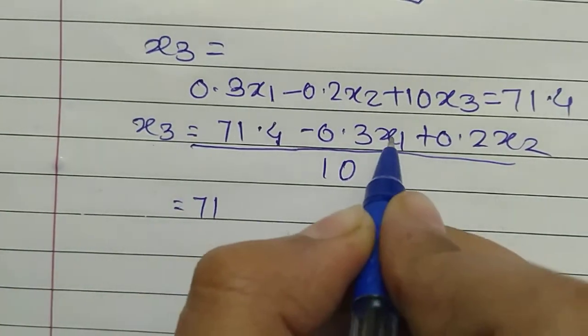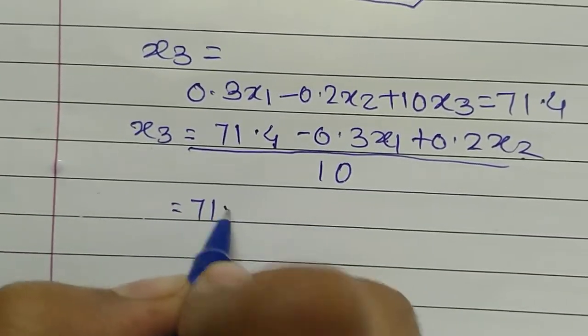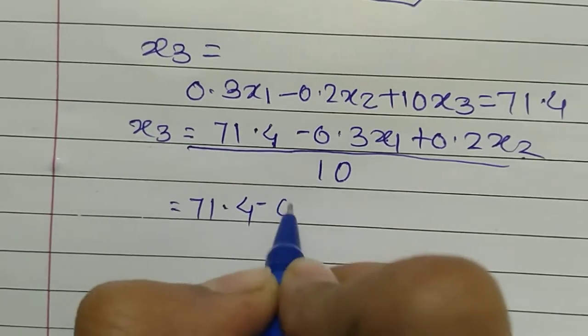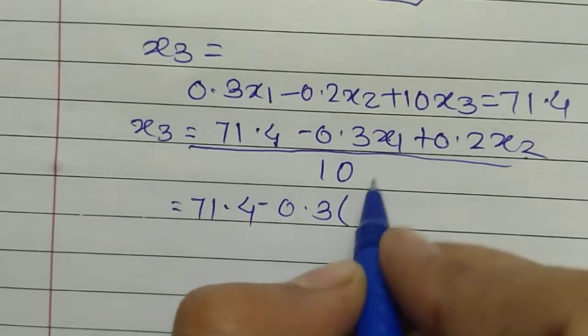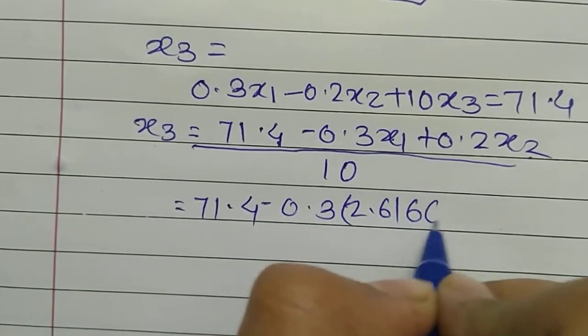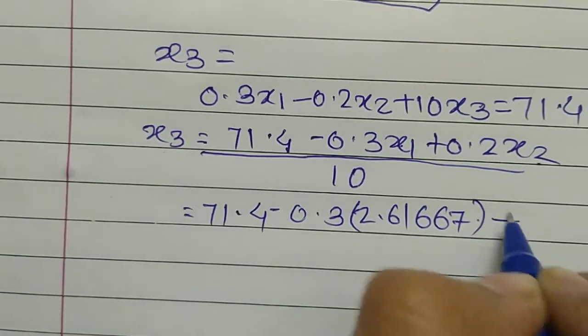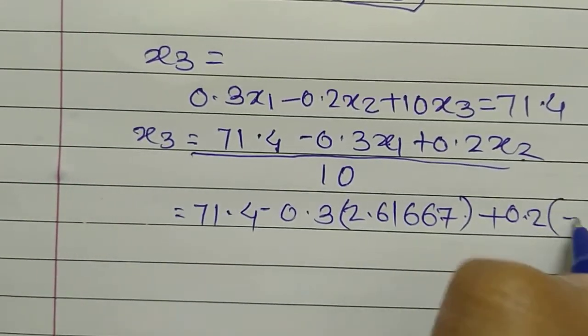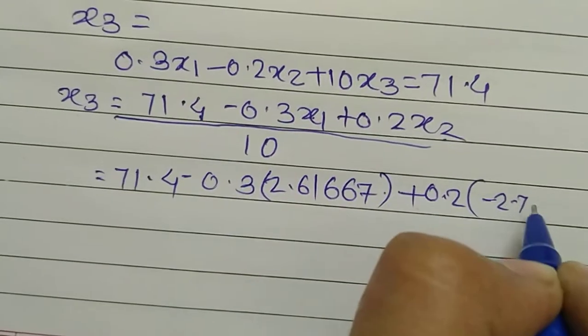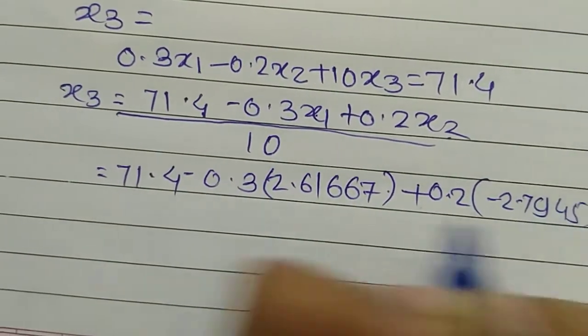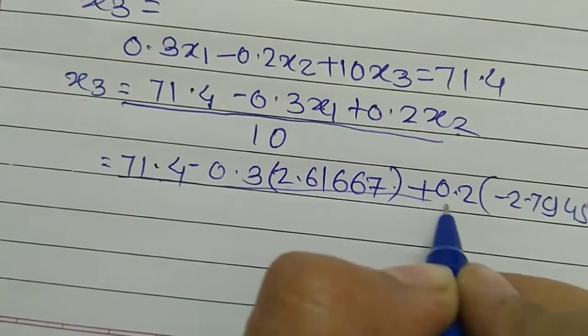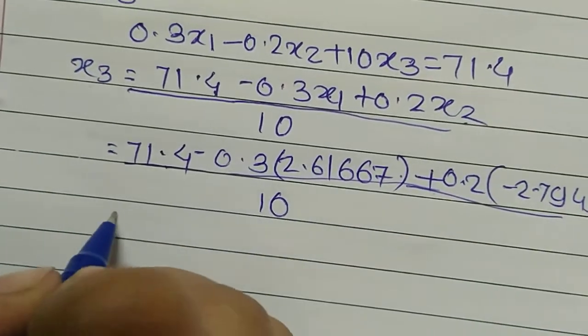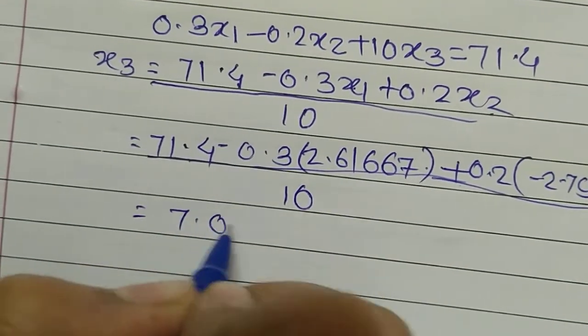Now we have got the values of x1 and x2, so we will directly put the latest values, not 0. 0.3 into x1 as 2.61667, plus 0.2 into minus 2.7945, divided by 10. The answer comes out to be 7.0056. You can check on your calculator.